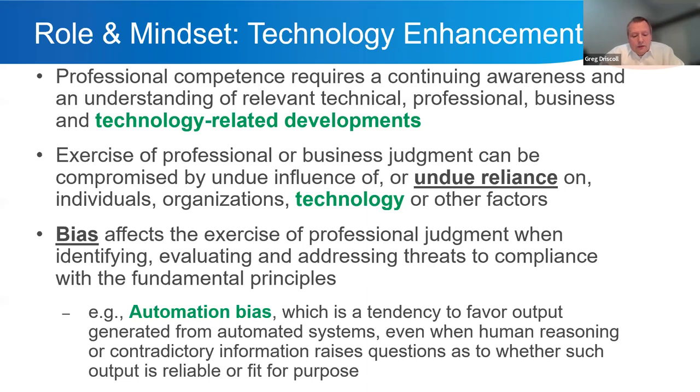And then lastly, in a new section on the impact of bias when applying the conceptual framework, the notion of automation bias is included among a number of other examples of potential biases to be aware of when applying the conceptual framework. So there's a list of, I think, 8 to 10 different types of biases, one of which is automation bias, which you see defined here on the slide. So these revisions from the role and mindset project essentially set the stage, if you will, for the broader and more detailed revisions that have been proposed now through the technology project.